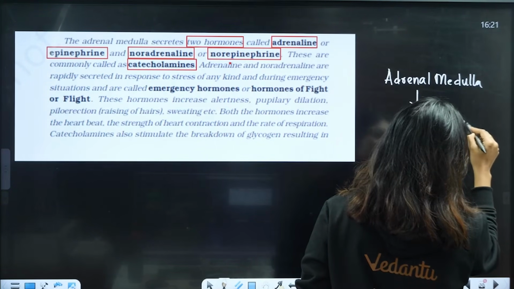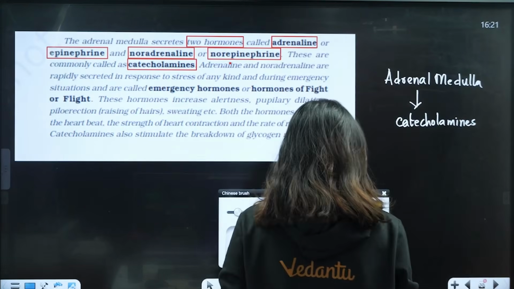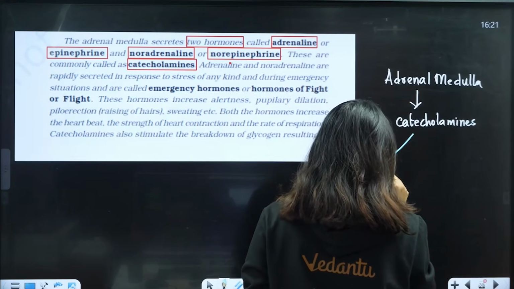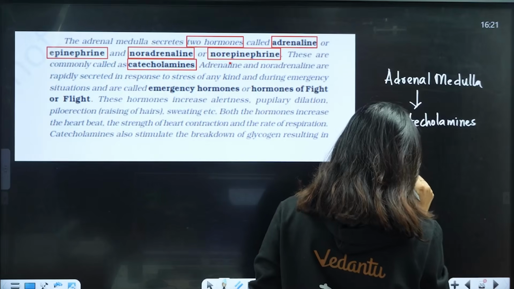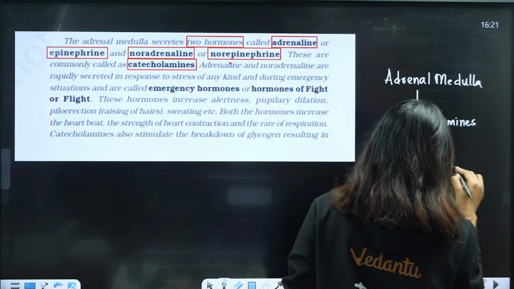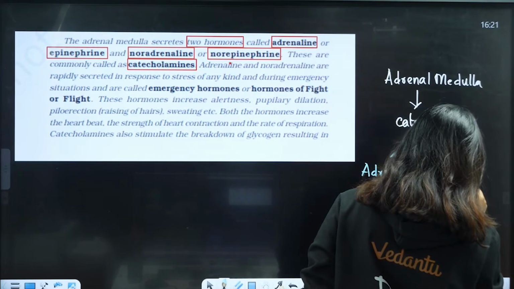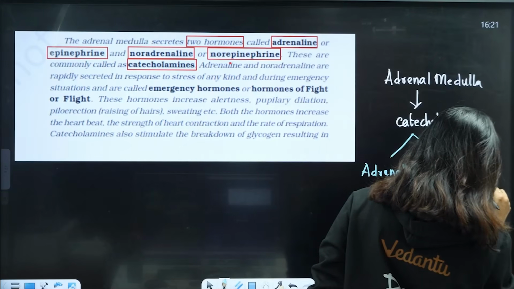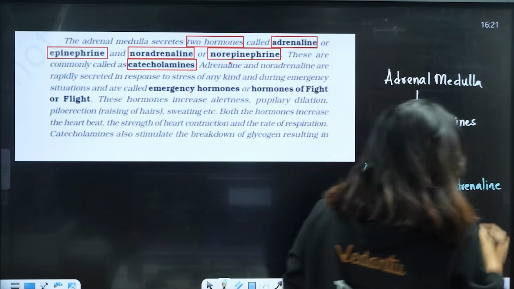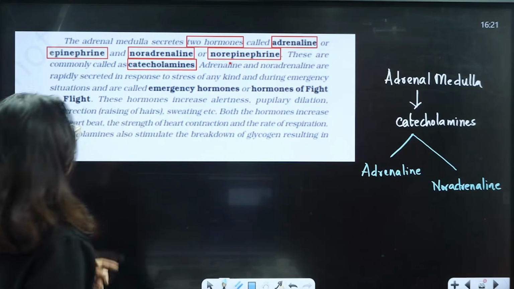These catecholamines are two of them: adrenaline and noradrenaline. Now look here.